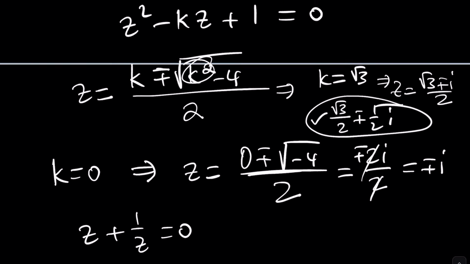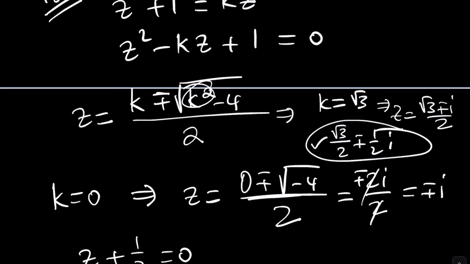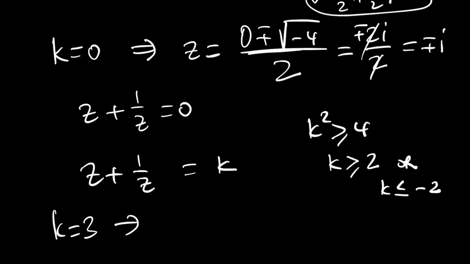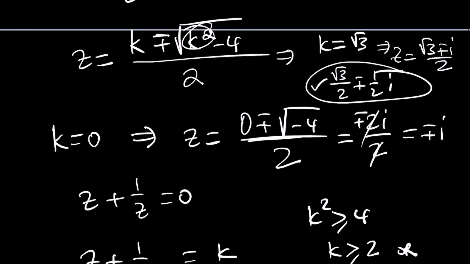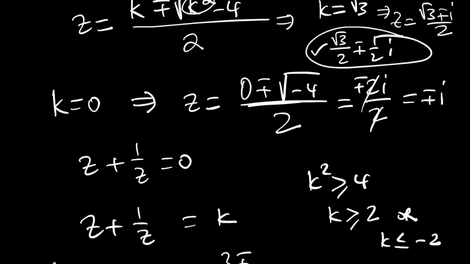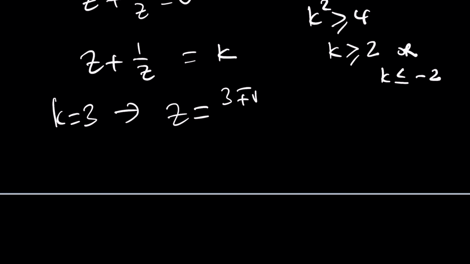Absolutely. Think about it. If k squared is greater than or equal to 4, which means if k is greater than or equal to 2 or k is less than or equal to negative 2, let's take k equals 3, then you will get a real solution. Why? 3 plus minus, that'll be 3 squared, 9 minus 4, 5. We're going to get something that is associated with the golden ratio, don't you think? But all these solutions, what do you see in common?